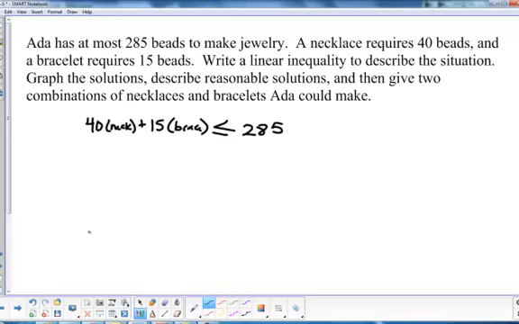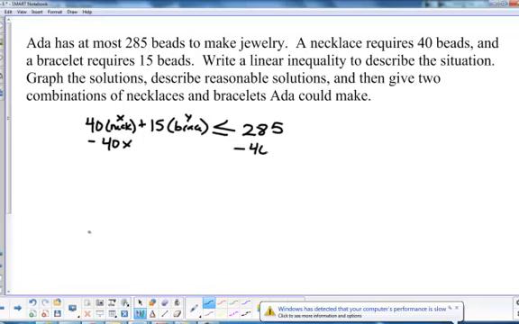It doesn't really matter which is X and which is Y. So let's just make this X and this Y. To graph this, you could do one of two things. You could find your X and Y intercept, or you could solve for Y. So I'm going to subtract 40x from both sides. So 15y is less than or equal to negative 40x plus 285. And then you would need to divide everything by 15.